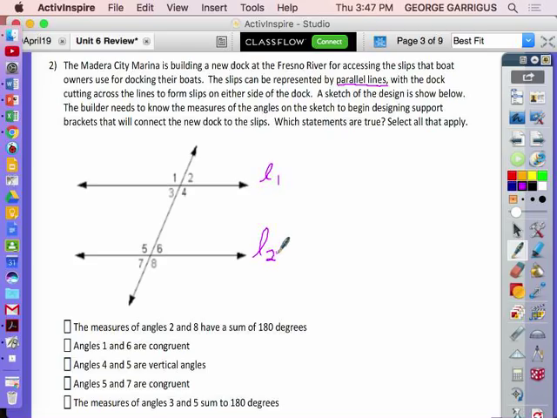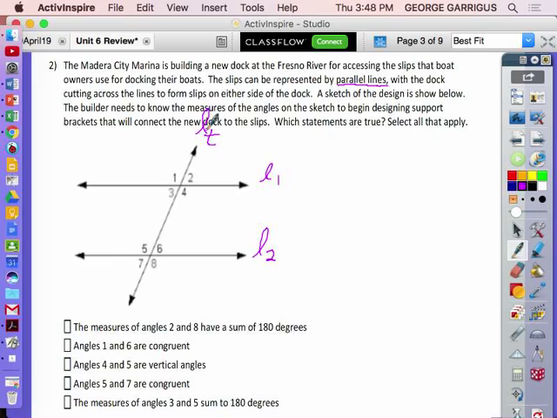And this line crosses them. We're going to call that T for transversal. You could call it L sub T if you want. Well, if we want to make it LT like that. With the dock cutting across the lines to form slips on either side of the dock. A sketch of the design is shown below.